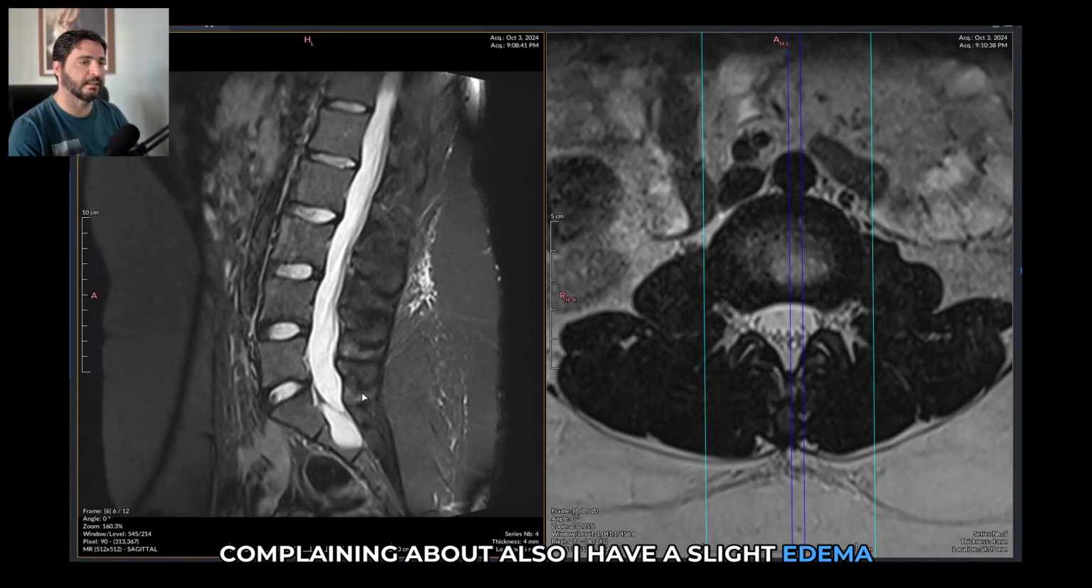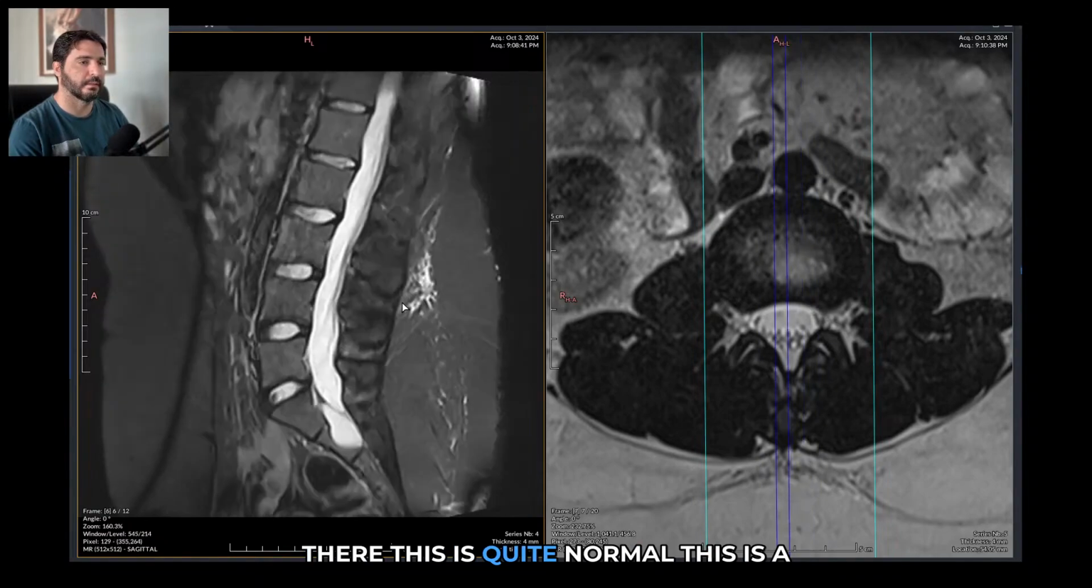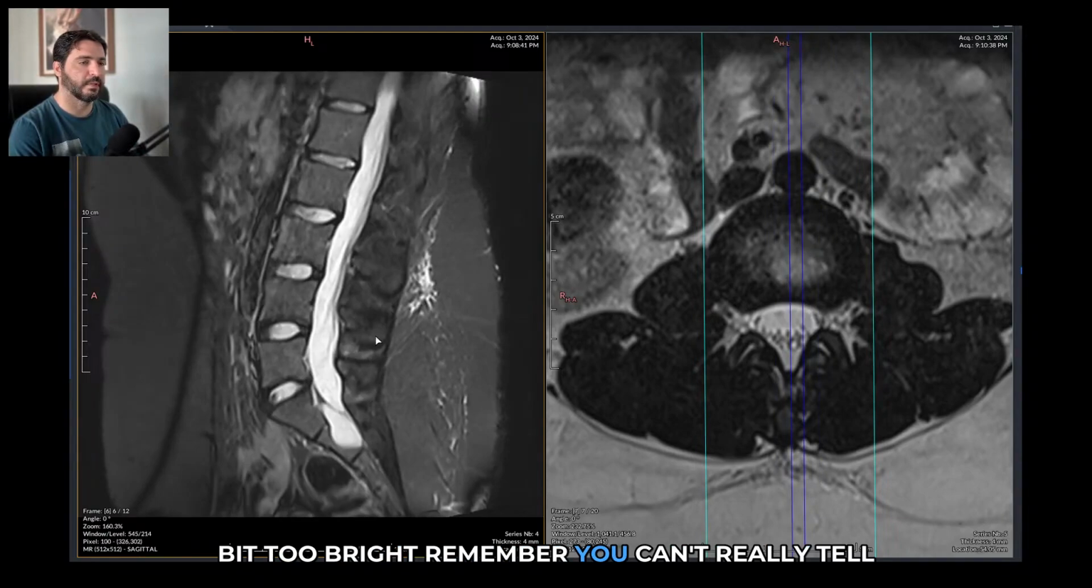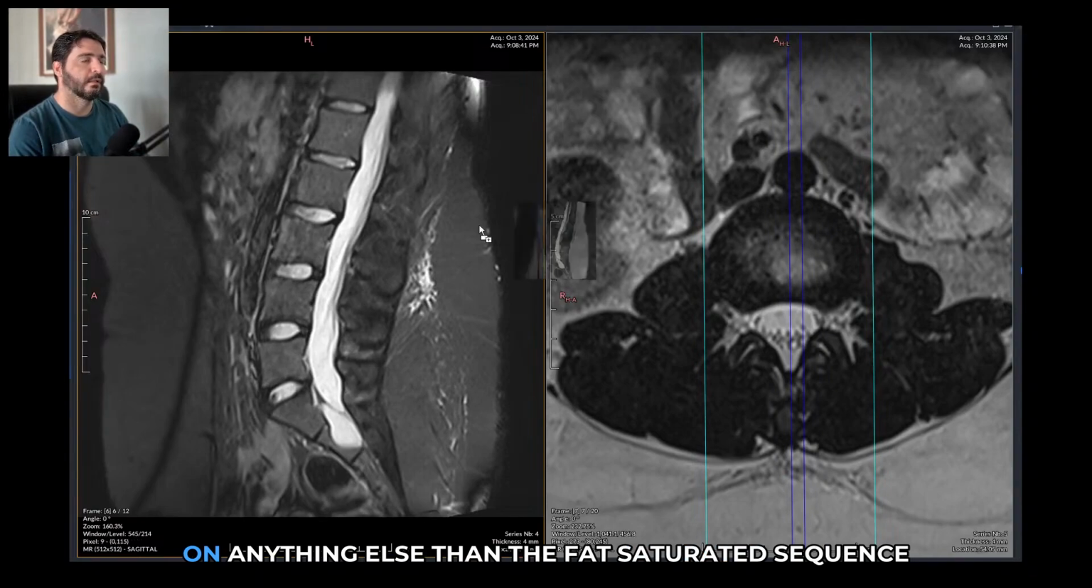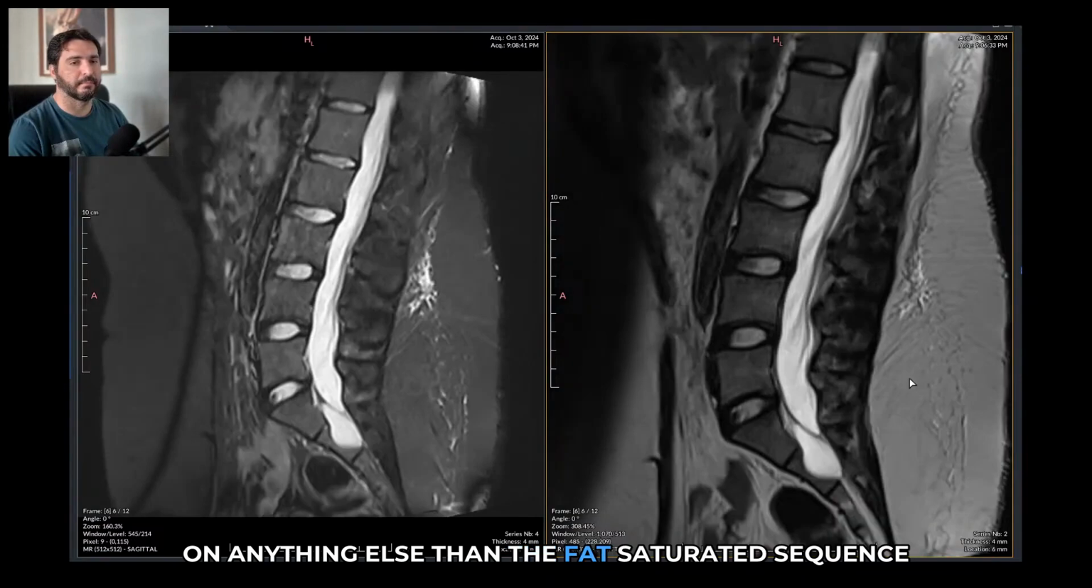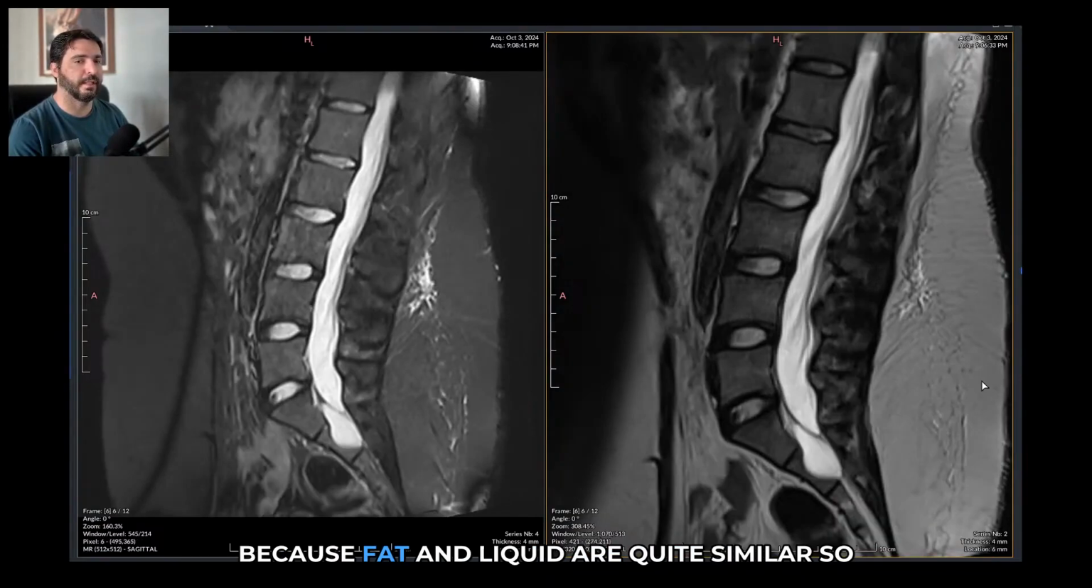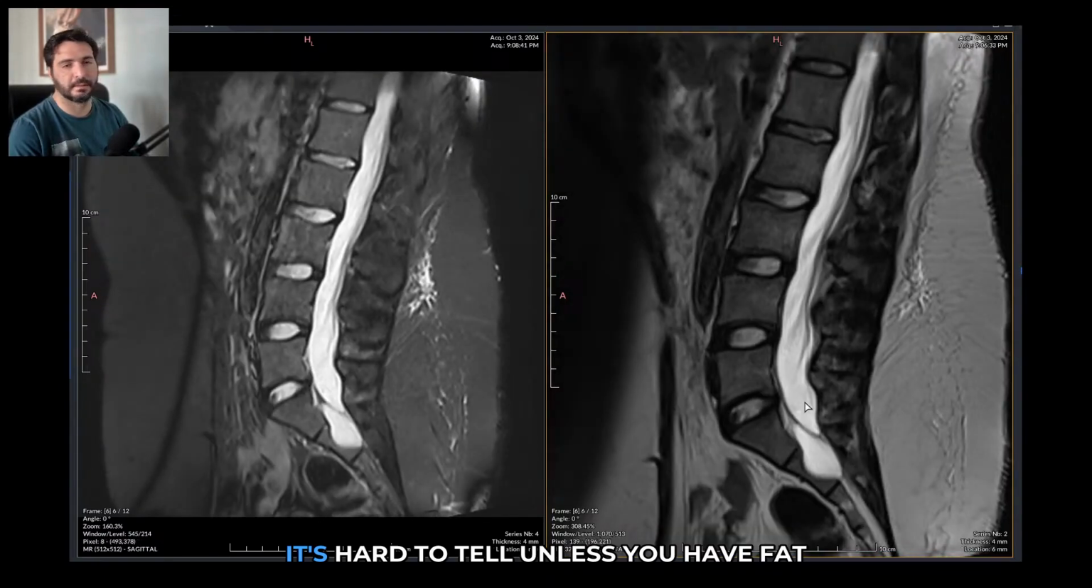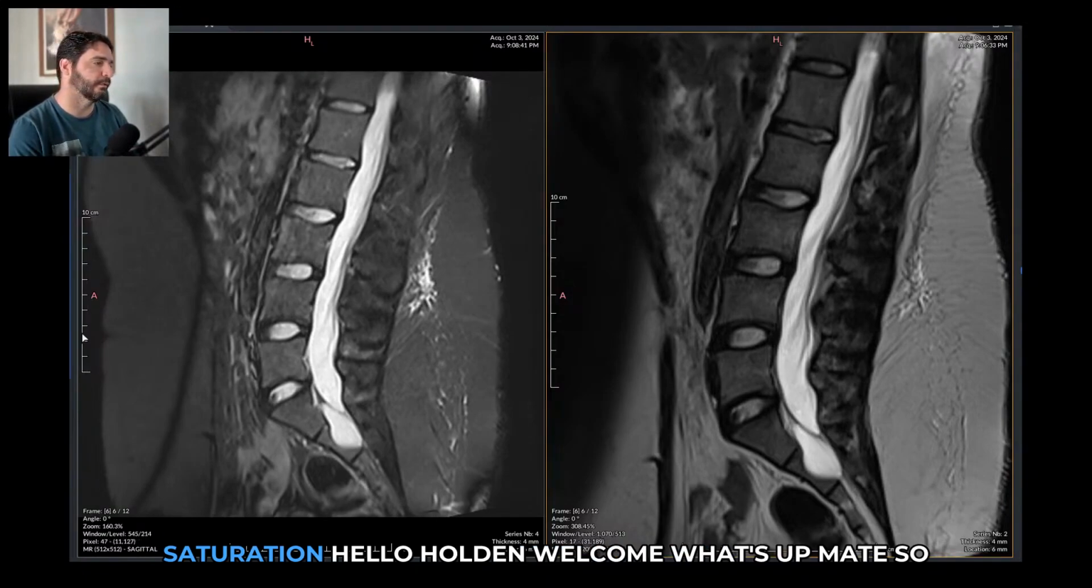Also, I have a slight edema of the interspinous ligaments right there on L4, L5, S1. From L5 to S1 right there. This is quite normal. This is a bit too bright. Remember, you can't really tell on anything else than the fat saturated sequence, because fat and liquid are quite similar, so it's hard to tell unless you have fat saturation.